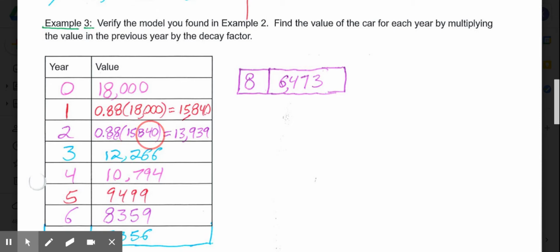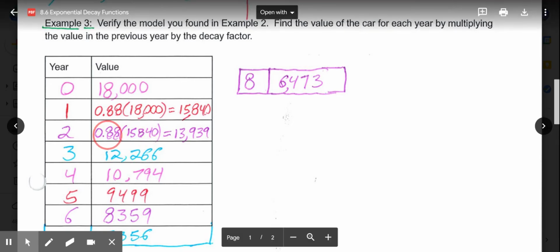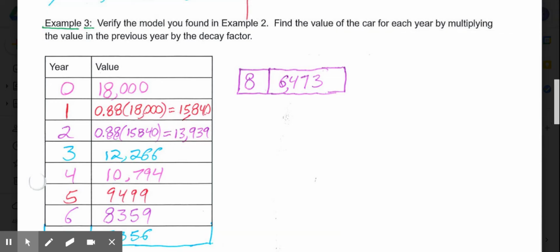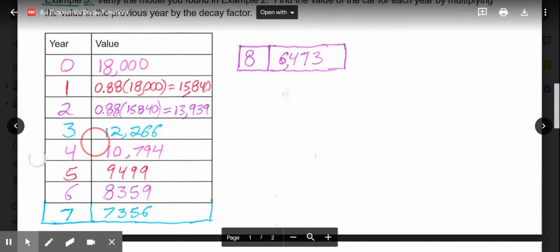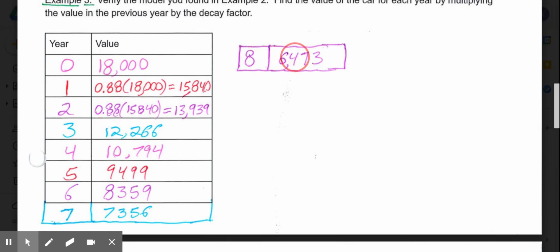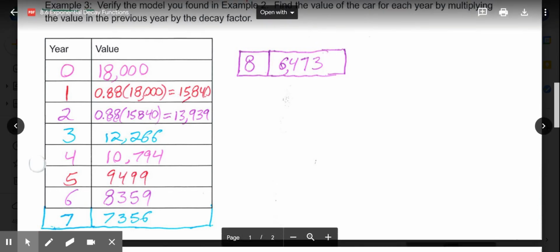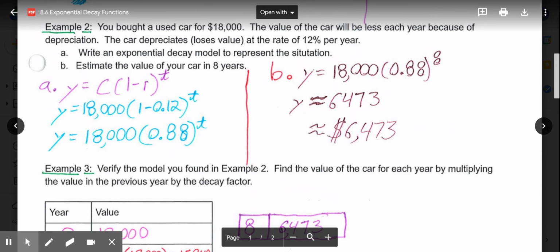Then we'd take the 15,840 times 0.88 to find the value after 2 years, 13,939. And then take that 13,939 times 0.88 to get our next one. Take that times 0.88 to get the next one, and so on. And by doing that, we see the pattern develop. So by the 8th year, that car is down to $6,473. So this table is just a model of this equation right here.